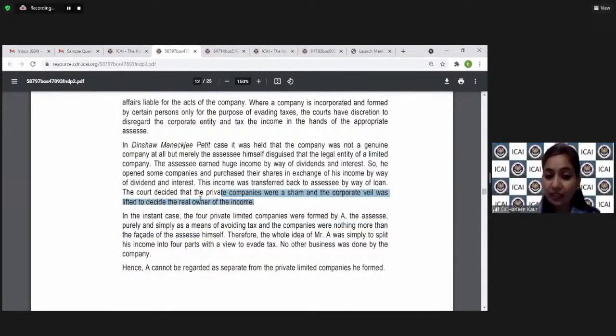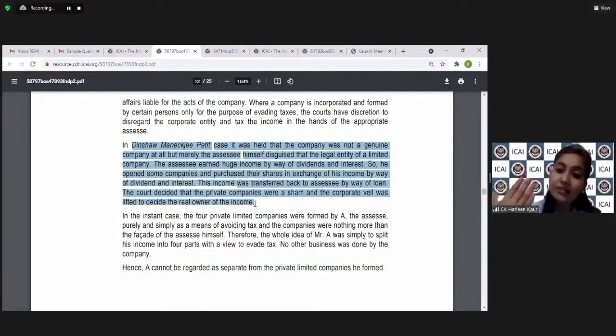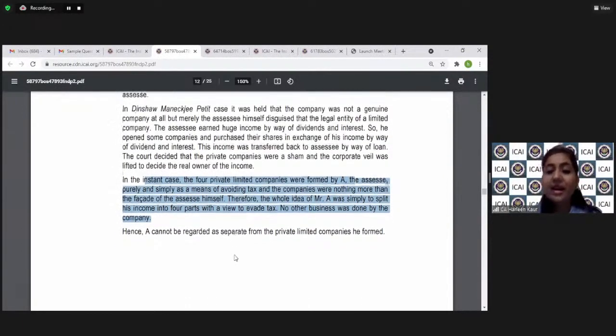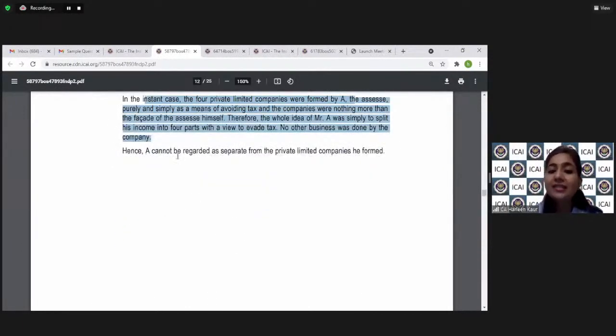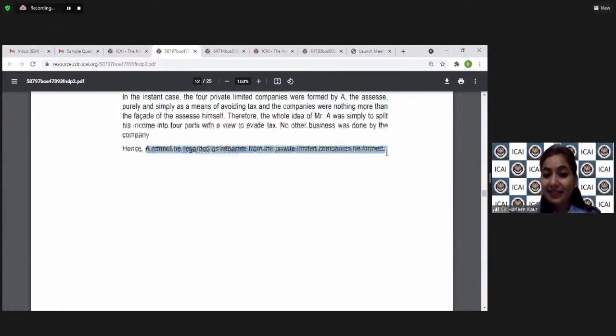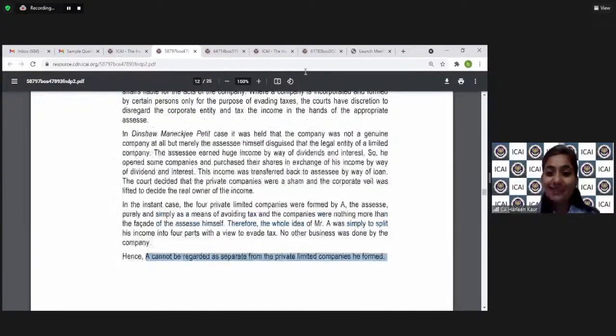When I say provisions of the case, you will first write this paragraph: you will state that this particular situation relates to this particular case law. In the second paragraph, you write what the facts of the case are, exactly the story from the question. 4 private companies were formed, he was avoiding taxes, the whole idea was simply to split the income into 4 parts, and no other business was being done. And the third paragraph is for the conclusion: hence A cannot be regarded as separate from the private limited company, therefore the corporate veil should be lifted. Clear? So this is how you have to write the answers.